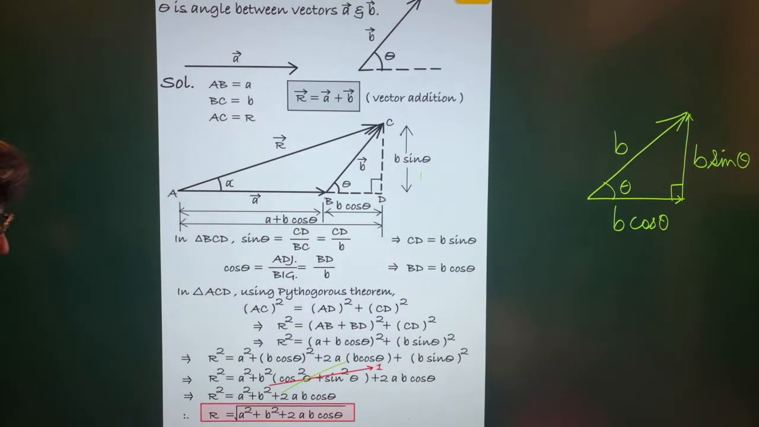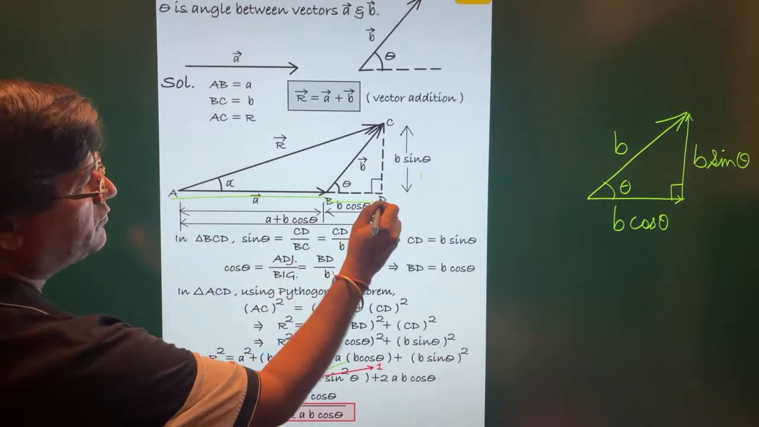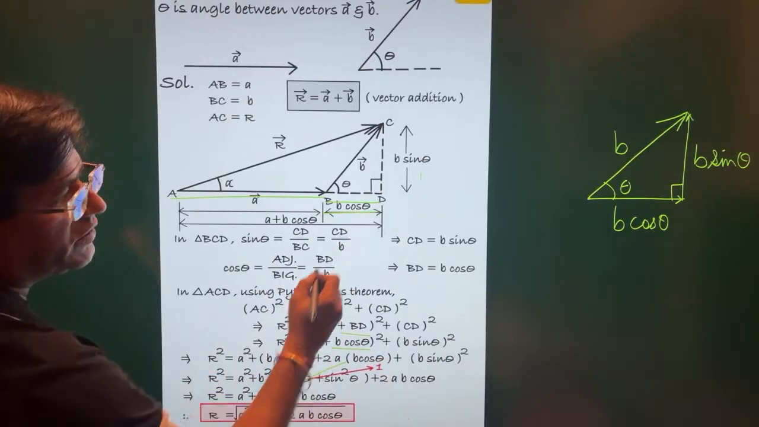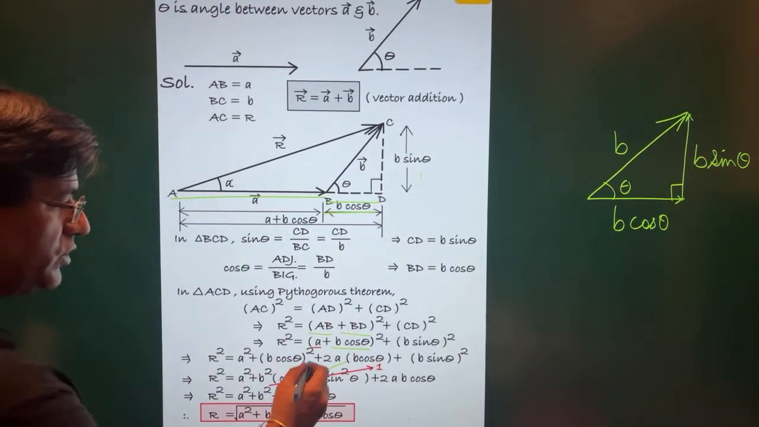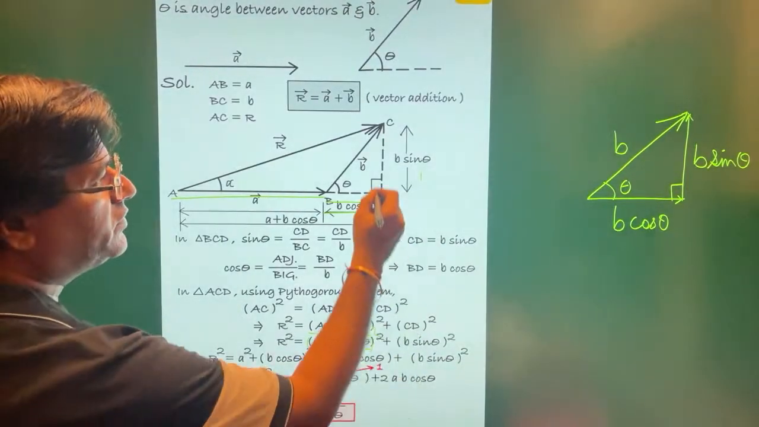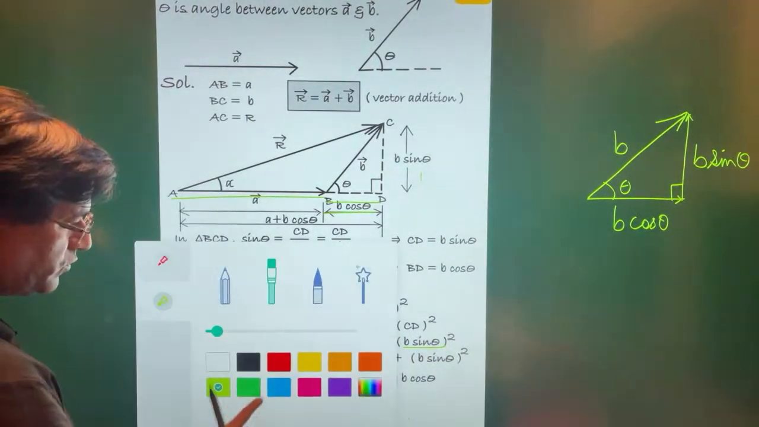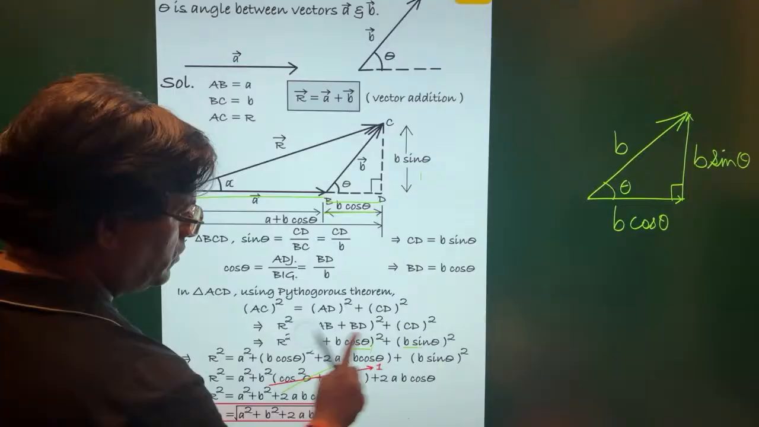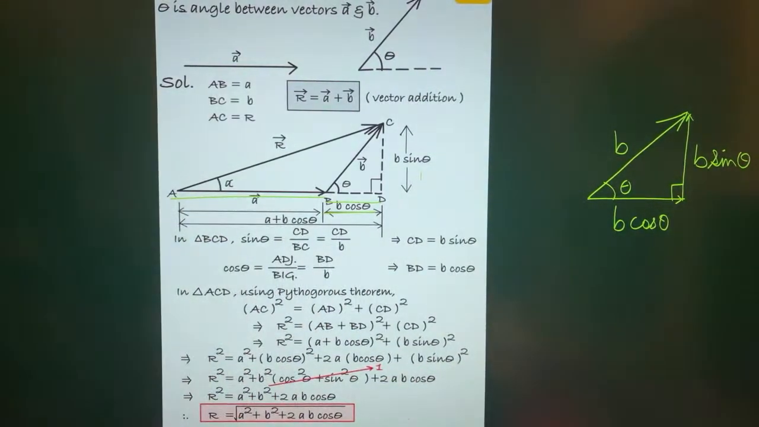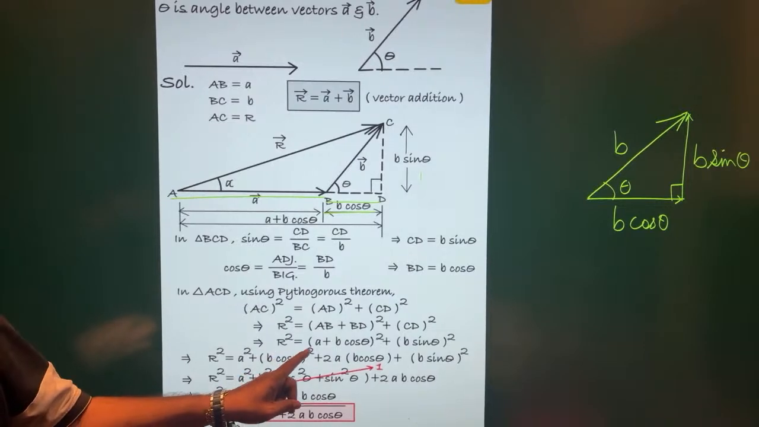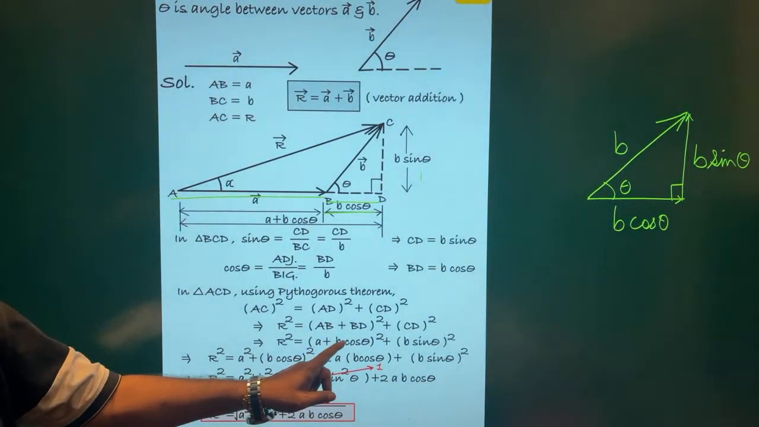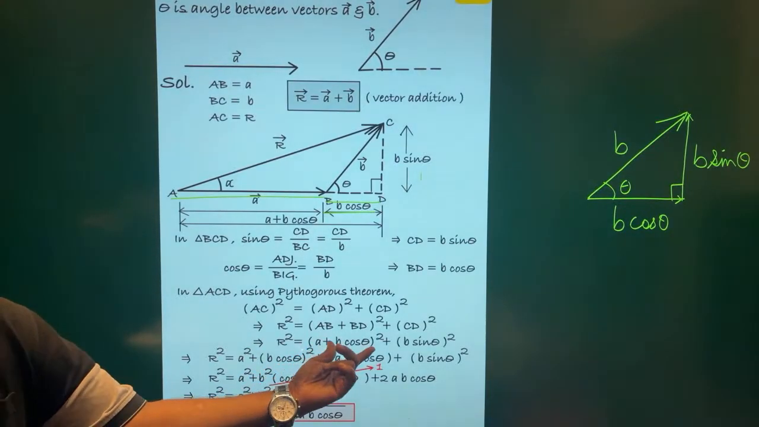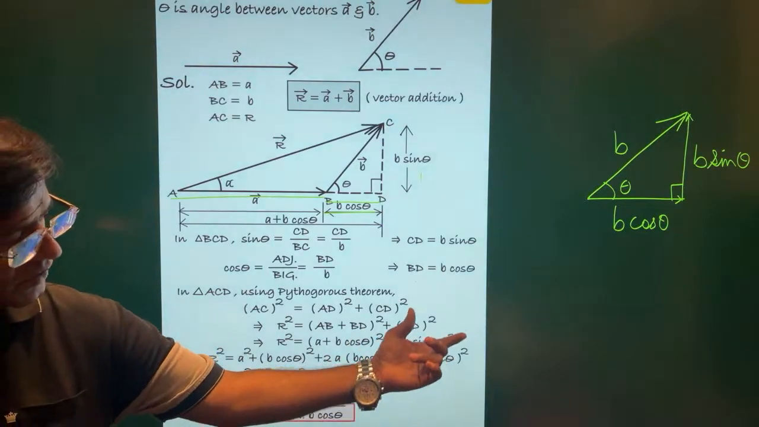Now this AD we can write as AB plus BD. So AD is AB plus BD, where AB is A and BD is B cos theta, which we saw just now, right? So this whole square, and CD is B sin theta whole square, right? So from here we see that this resultant square is, we will open it, A square plus B cos theta whole square plus twice of A and this B cos theta, right? And this last term is B sin theta whole square.